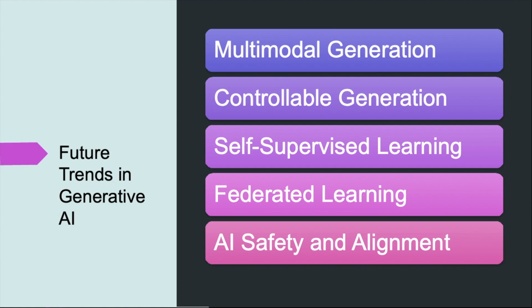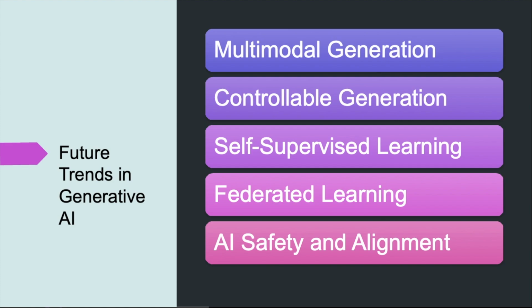Generative AI is a rapidly evolving field and several exciting trends are shaping its future. It includes multimodal generation. Models capable of generating content across multiple modalities such as text, images, audio, and video animation will become increasingly common. For example, OpenAI's DALL-E 2 model can generate images from textual descriptions, demonstrating the potential for multimodal generation.